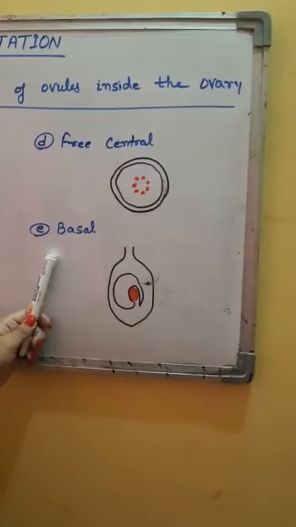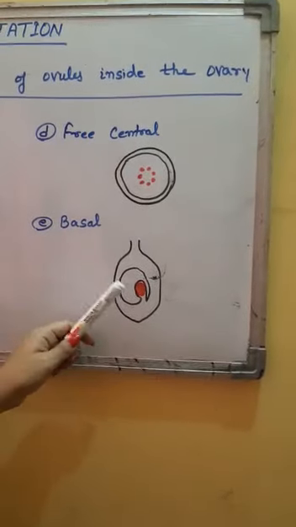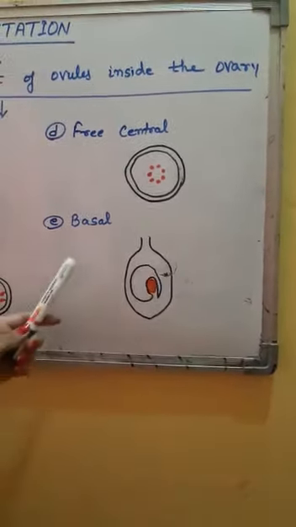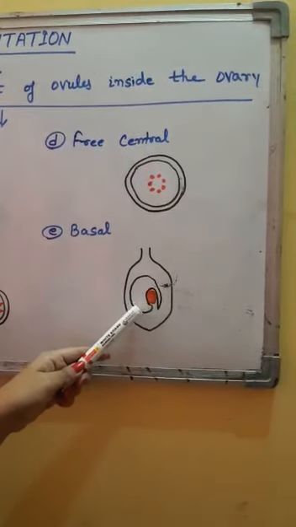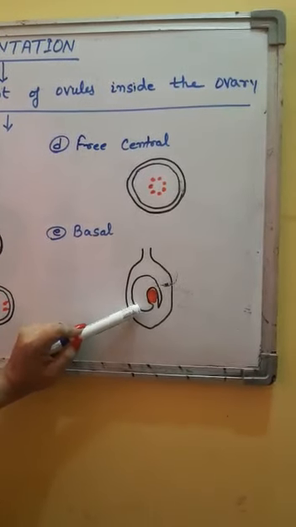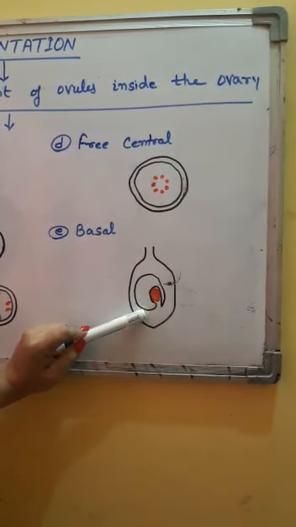The last type of placentation is called basal placentation. In this condition, the placenta is found at the base of the ovary with one ovule. So at the base of the ovary, a single ovule is present. This condition is found in sunflower and marigold.